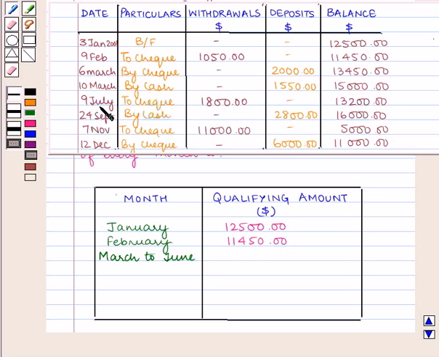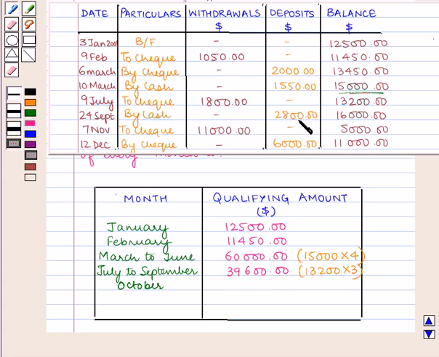The next transaction is made on 9th July, so the balance amount for the months of March, April, May and June is $15,000. So the qualifying amount for interest for the months from March to June is $15,000 into 4, that amounts to $60,000. As the balance amount on 9th July is $13,200, so for the months of July, August and September, the qualifying amount will be $13,200 into 3, which amounts to $39,600.